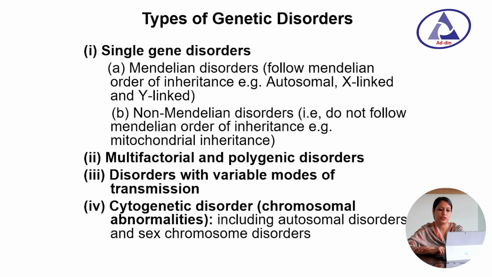Types of genetic disorder: single gene disorder, multifactorial or polygenic disorder, disorder with variable mode of transmission, and cytogenetic disorder. Now, single gene disorder is of two types: Mendelian disorder and non-Mendelian disorder. Mendelian disorders follow the Mendelian order of inheritance, that is autosomal, X-linked and Y-linked disorder. Non-Mendelian disorders do not follow the Mendelian order of inheritance, for example mitochondrial inheritance.